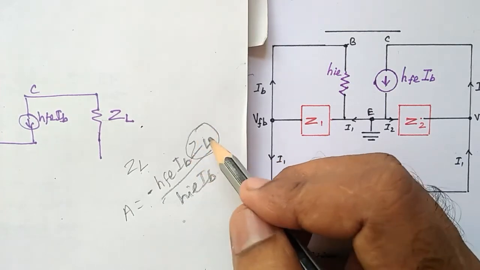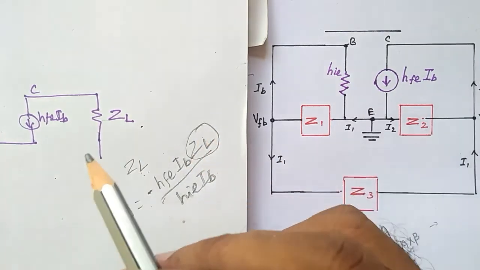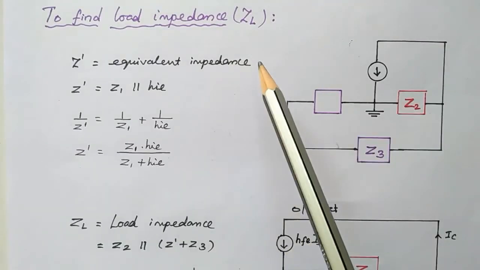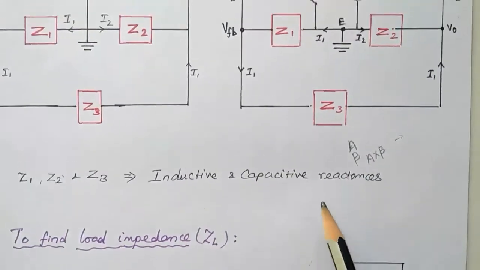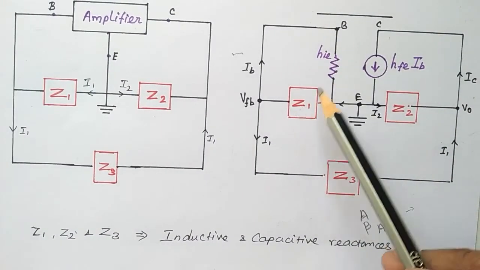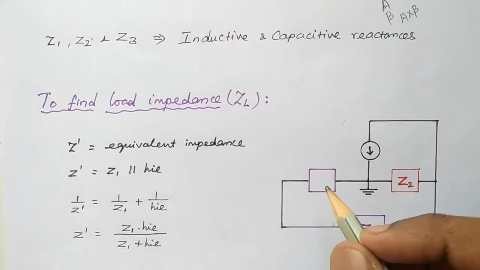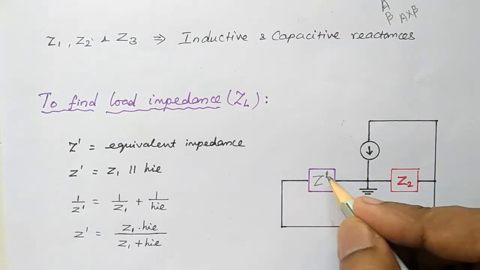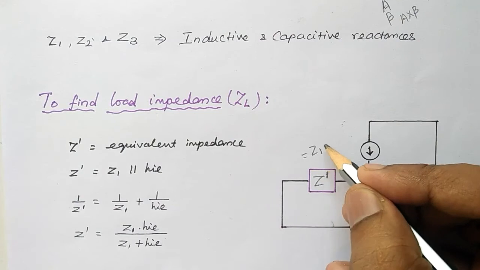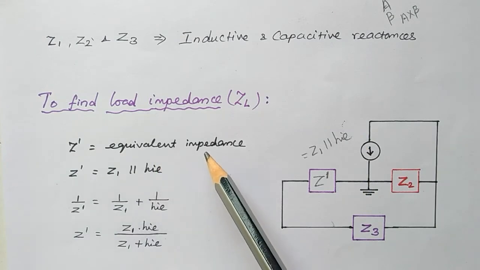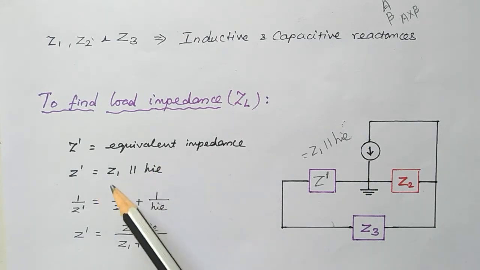Here I am going to use ZL, so I have to find ZL. ZL is now in the form of Z1, Z2 and Z3, so I have to accumulate this as ZL first. For the load impedance ZL, we take this circuit. This is a parallel combination: Z1 and HIE are in parallel, so we convert them into one single reactance called Z dash. Z dash is nothing but the equivalent impedance on the input side, the parallel combination of Z1 and HIE, which is expanded here.